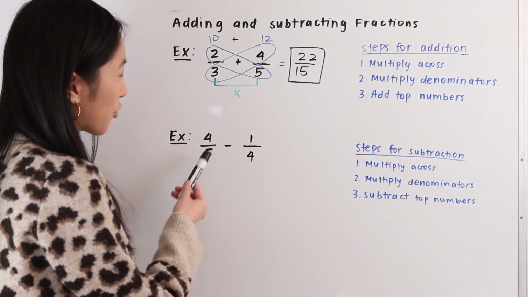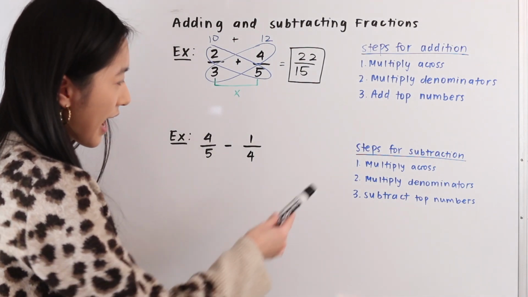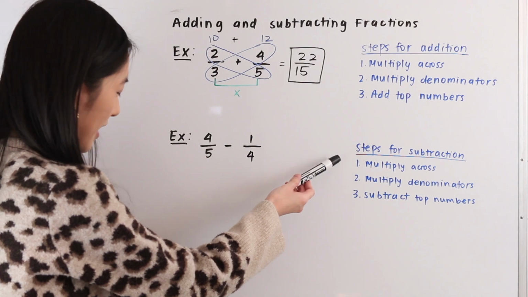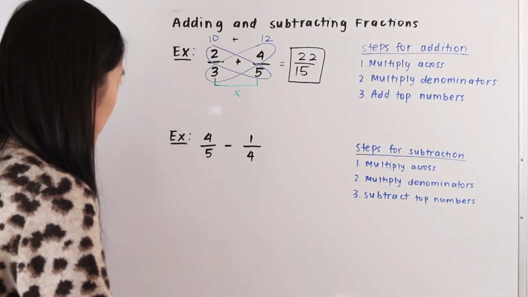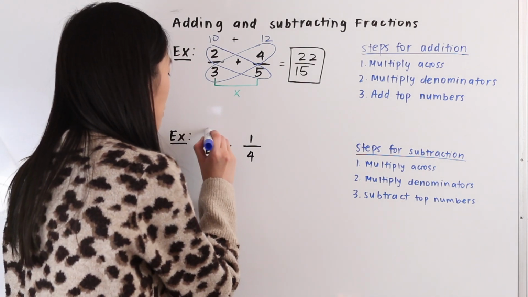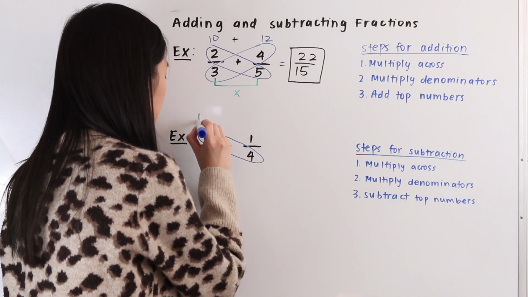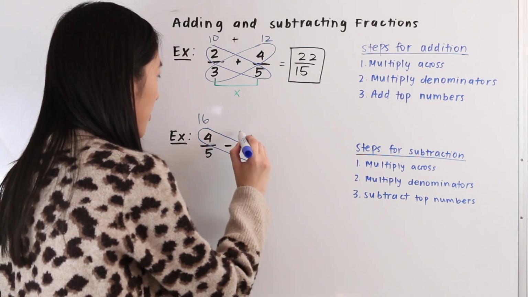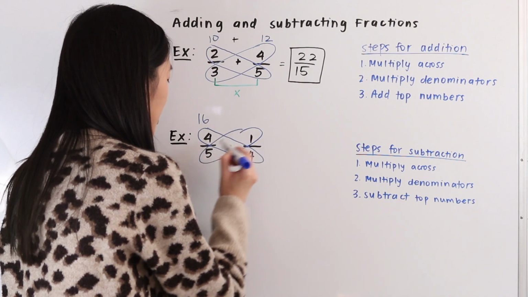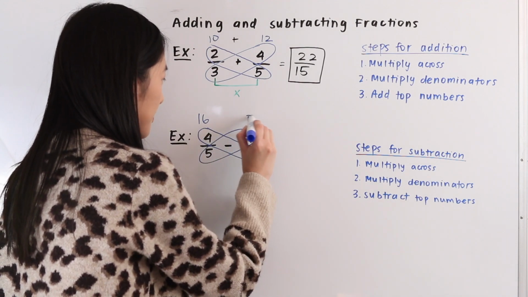Here we have 4/5 minus 1/4, and as our first step, what we're going to do is multiply across. So let's do that. We have 4 times 4, which is equal to 16. And then on this diagonal here, we have 5 times 1, which is equal to 5.